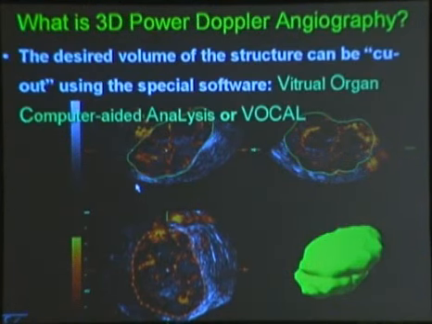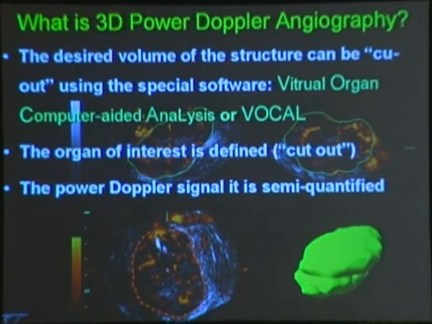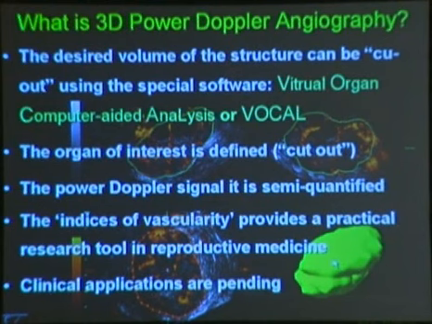The desired volume then is cut out by using, in this case, the General Electric generated virtual organ computer-aided analysis, or it's also called the VOCAL mode. The organ is cut out, as you can see it here in the background again. The power Doppler signal is semi-quantified. The volume is given, as you can see it here in the lower part. This is a pretty interesting research tool that will be probably important in the future.